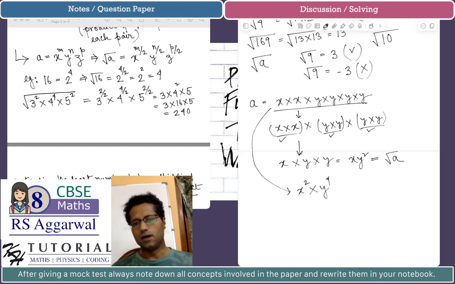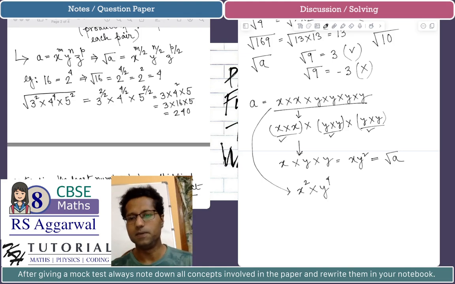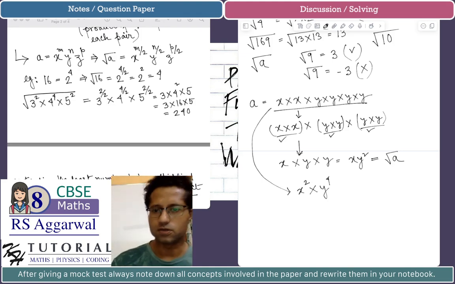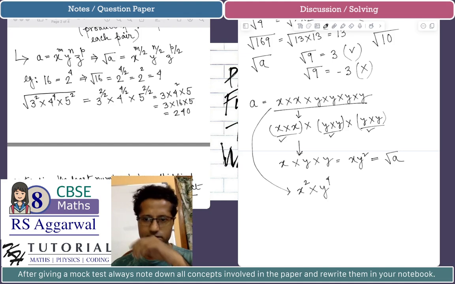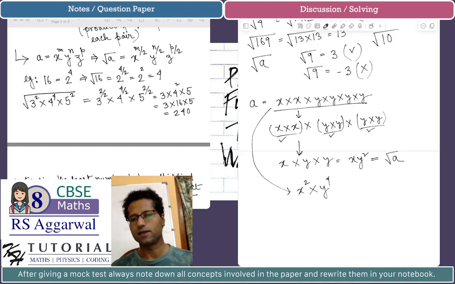So any natural number, if you do its prime factorization, you can express it as a product of powers of its prime factors. So in this case, we are having x square multiplied by y to the power 4.